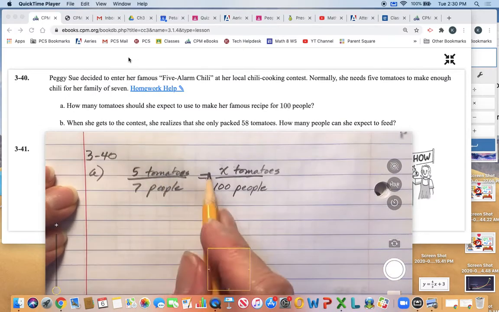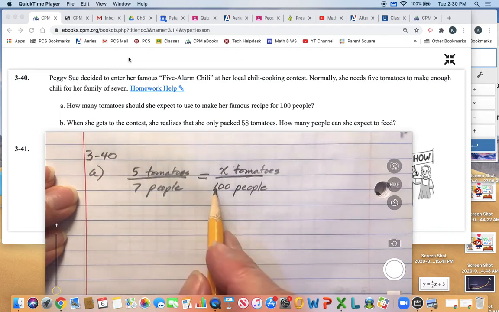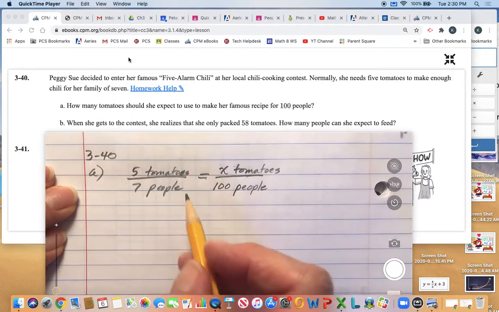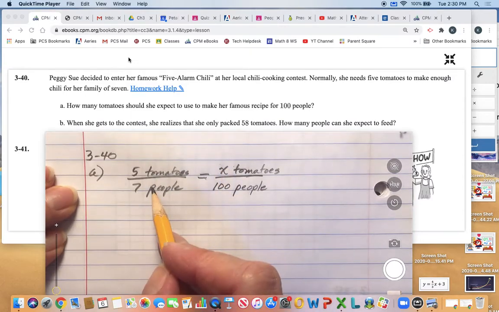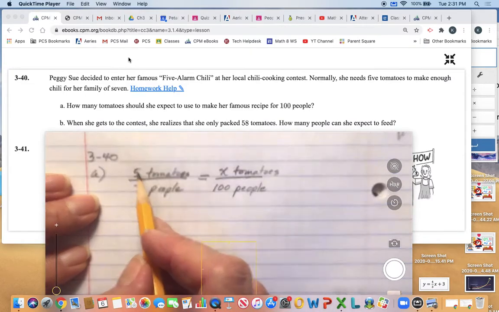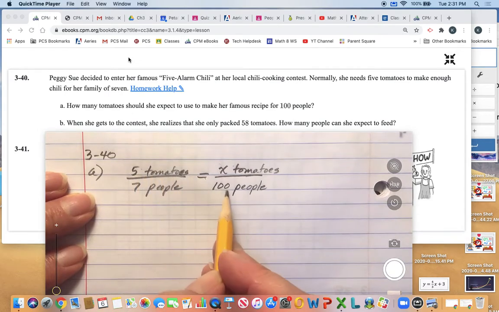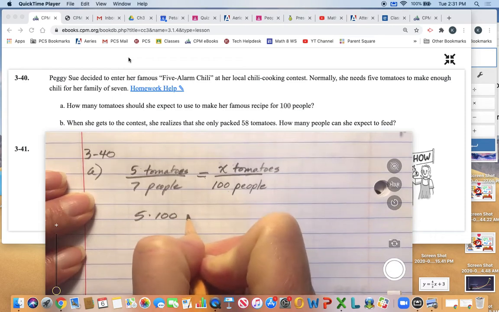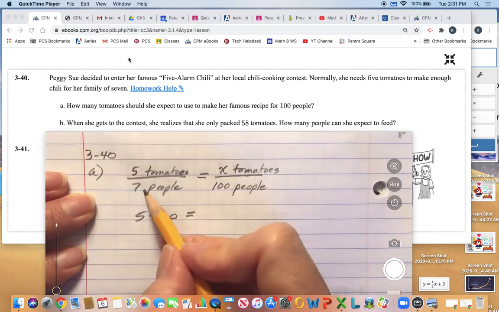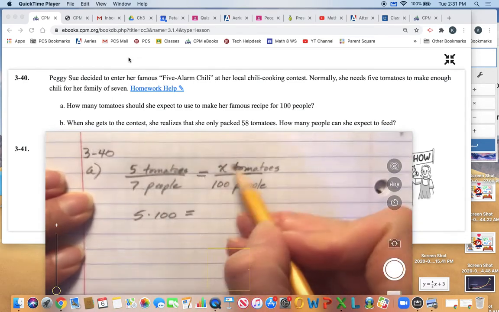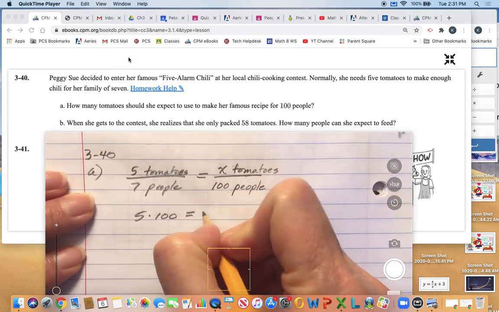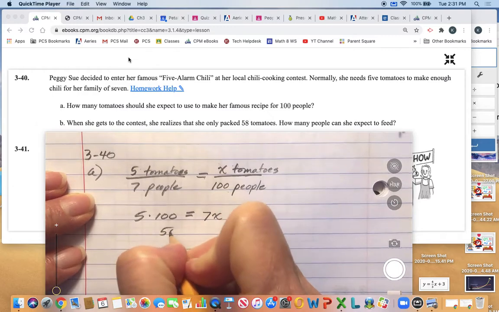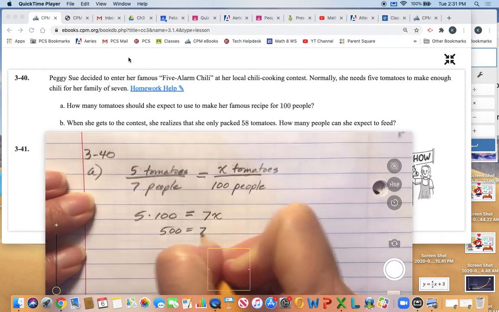Now we could use a giant 1, but 7 doesn't really multiply up to 100 very easily. So I think we'll go ahead and use cross multiplying. So when we cross multiply, it'll be the top times the bottom here. So 5 times 100 is equal to 7 times X. So 7X. All right, so this makes 500, and that's equal to 7X.